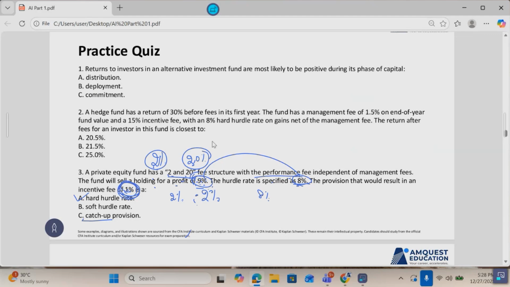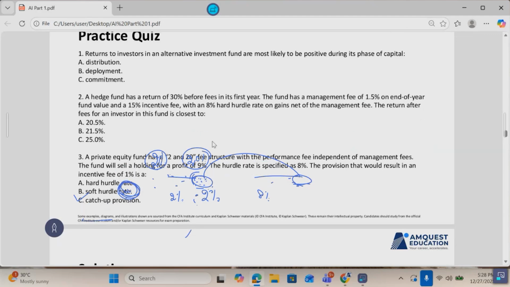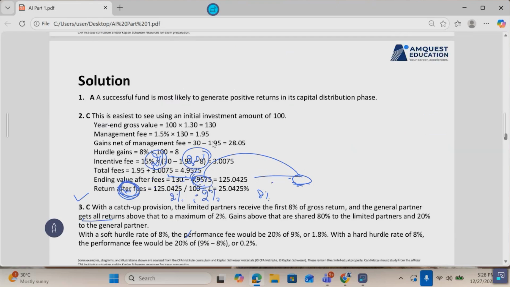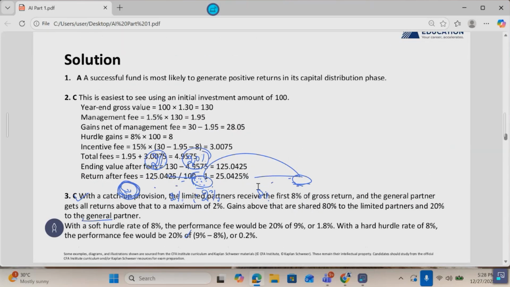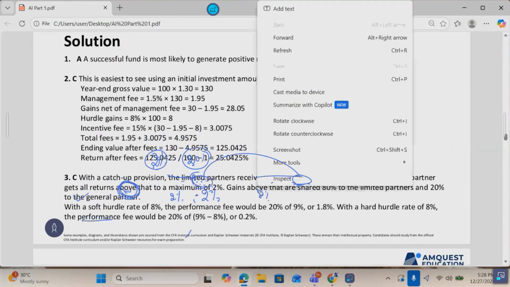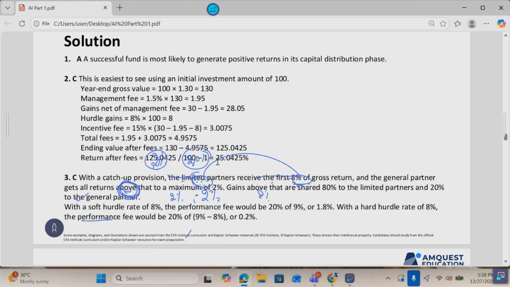Yep. Any questions, guys, so far? Any doubts? Please raise your hands. Okay, quickly look at the answers. They mentioned how you use hard hurdle and soft hurdle. The answers are a little different. Okay, the answers are given here in gross value. There are many ways to do it. You can do the straightforward, simple way.